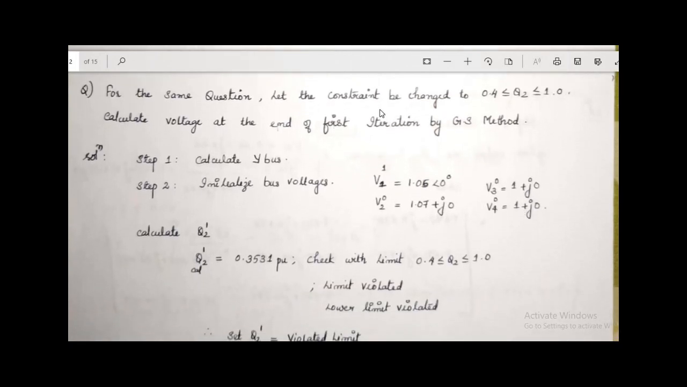Now for the same question, your constraint is changed like this. What will we do? First step is Y bus. Second step is initialization of bus voltages, and we initialized like this. Third step is calculation, and we calculated like this. We are going to check with the limit. Oh, here our limit is violated. Which limit is violated? Yes, this limit, 0.4, is violated. So what will be our next step?